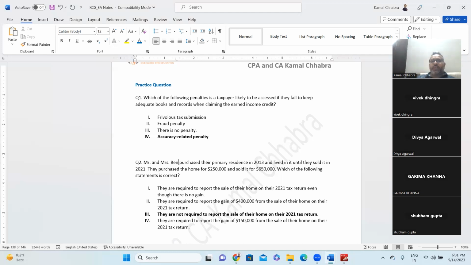Okay, so this is more of sale of property, but I'm sure you have already studied, so it might not be a difficult answer for you. What is the call of the question? Mr. and Mrs. Ben purchased a residential home back in 2013 for $250,000, and now they have sold it for $650,000. Which of the following statements is correct?